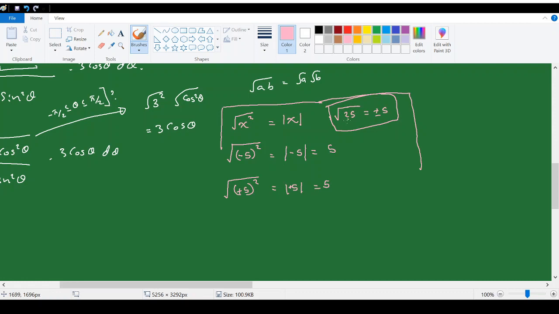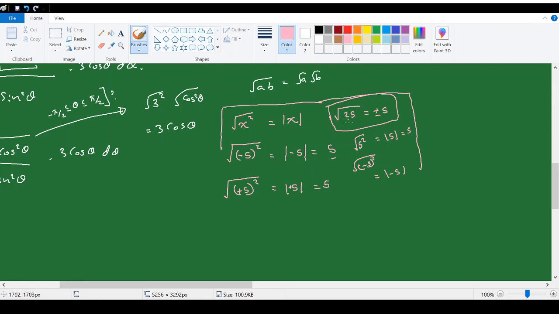Now we can visualize 25 as 5 squared. If we write it as 5 squared, then we have this one, and if we write it like this, then again what you will get is the modulus of 5, which is equal to 5. So as a summary, square roots are originally defined for the modulus of the square of this number, not the square root.